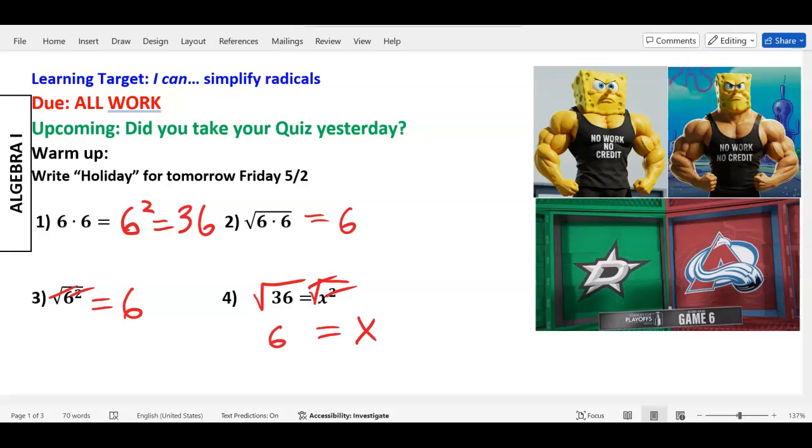So these are different things we got to know. A number times itself is a number squared. If you square root that square, it cancels out. And if it's in an equation, to get rid of a square, you square root, you can solve, right? Little basic things we got to know.